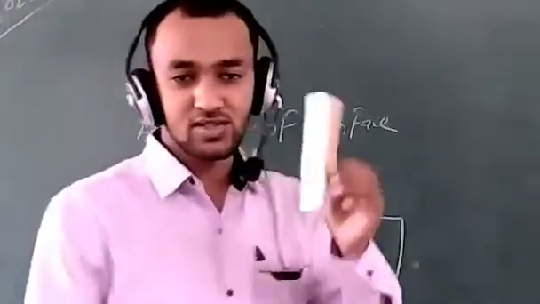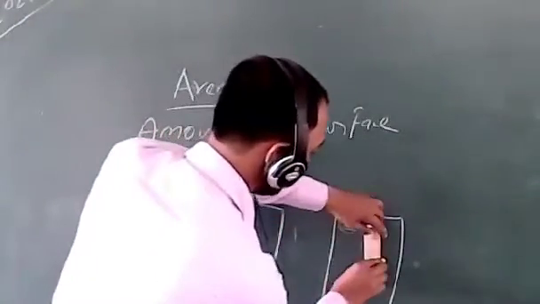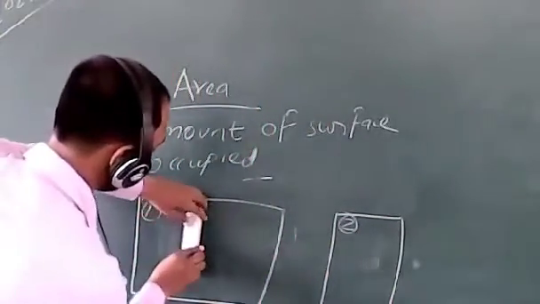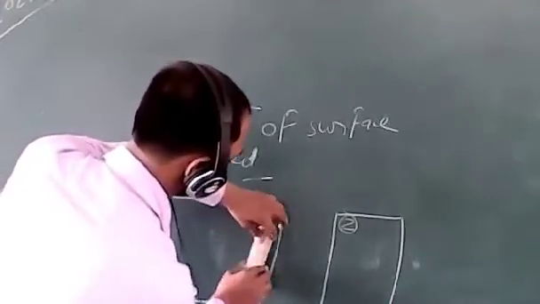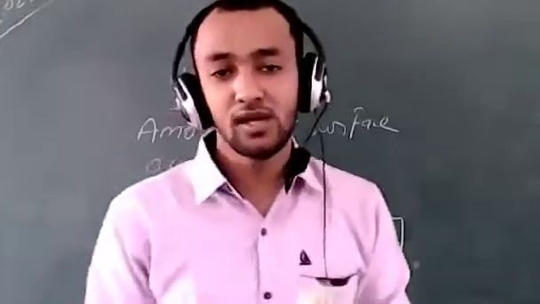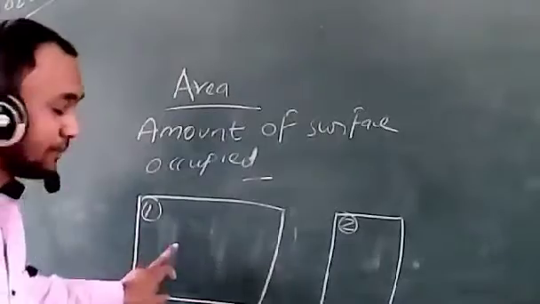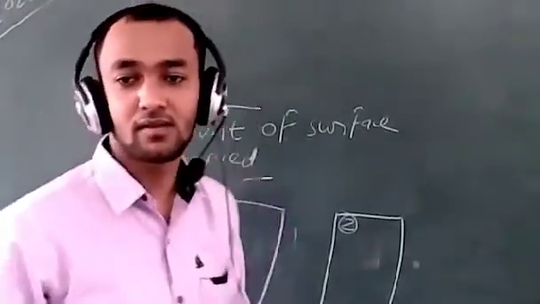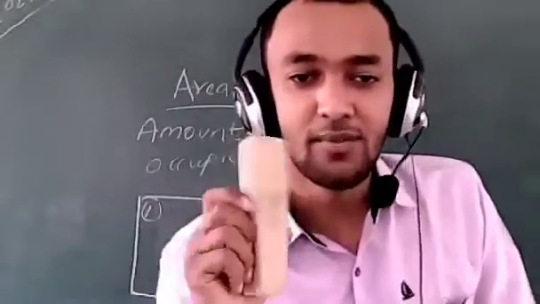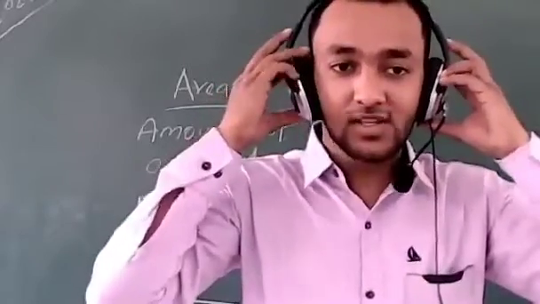Suppose I take this duster as a unit to measure these figures. Suppose it is 1, 2, and 3, approximately 3 times the duster. And this is 1, 2, 3, 4, 5, and 6, means the first figure is 6 times the surface area of the duster, and the second figure is 3 times. So the first figure has greater area, so this one will be bigger. So we can't take a duster as a measurement of area. It is not a standard, so we use a standard unit for measuring area, that is meter square.